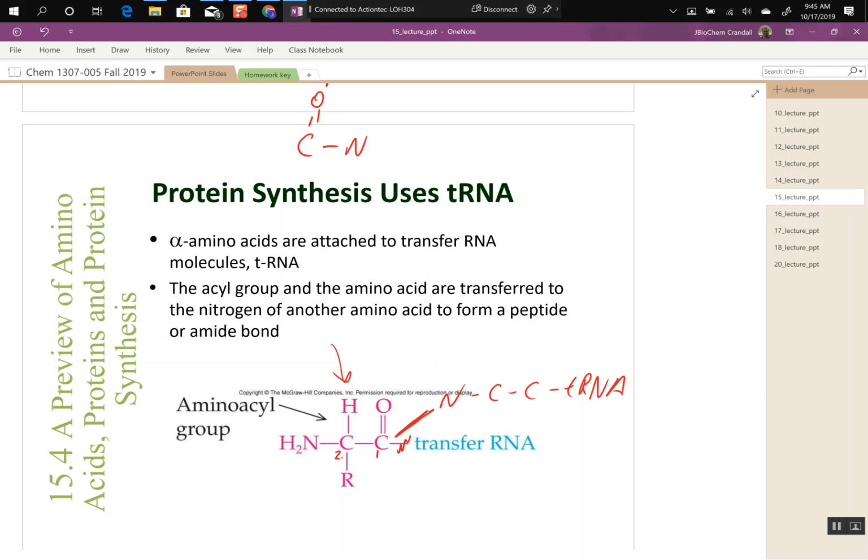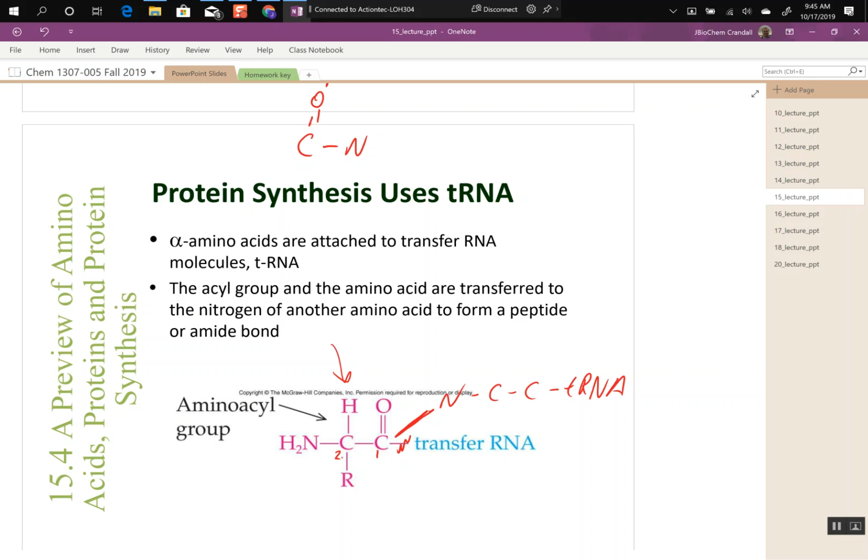Carbon 2. Because alpha means what? Alpha to what? To the carbonyl, right? So the first carbon after the carbonyl is the alpha carbon. Remember when we do the common naming system of aldehydes or carboxylic acids, alpha, beta, gamma, we start with 2, 3, 4. We don't ever count 1 as alpha, right? So the alpha carbon here is the carbon that has the amine, the acid, and an R group.